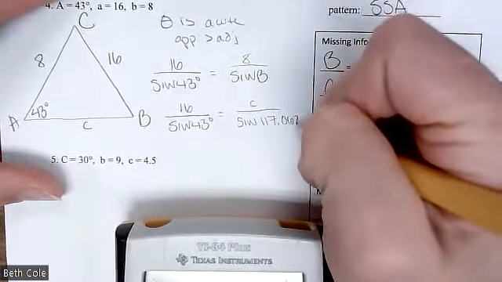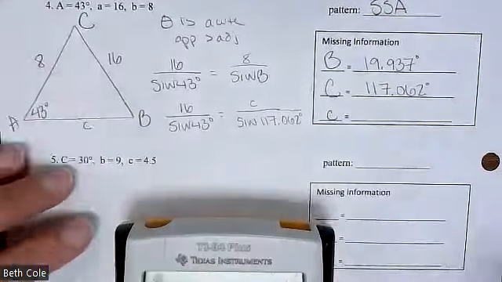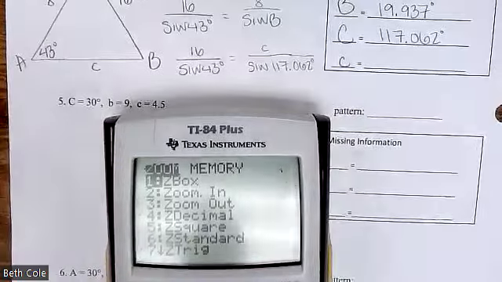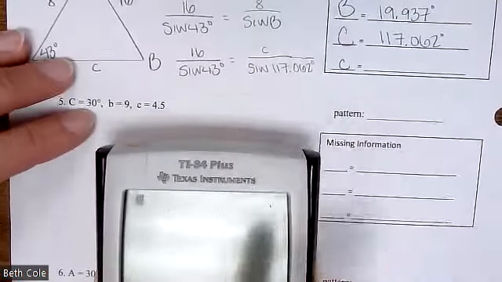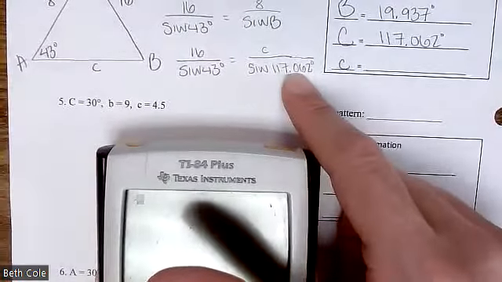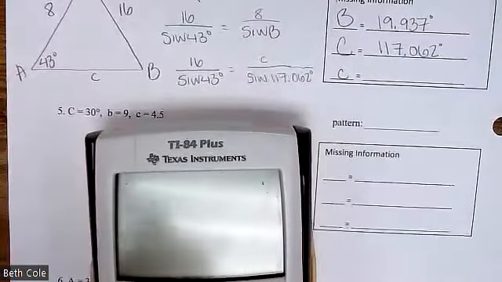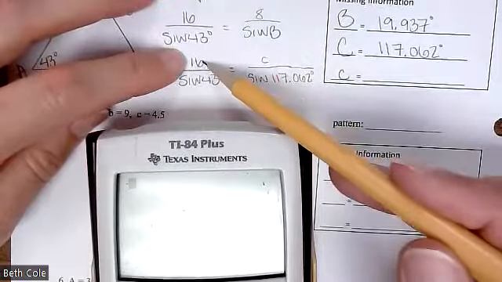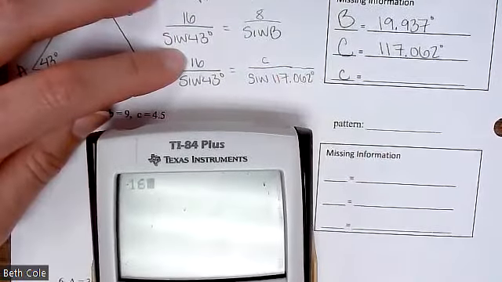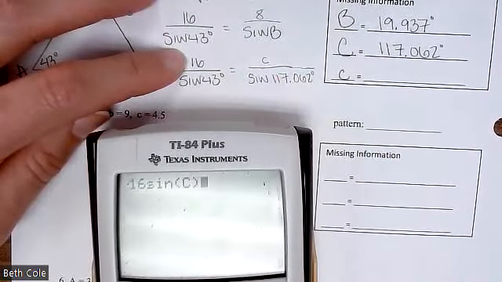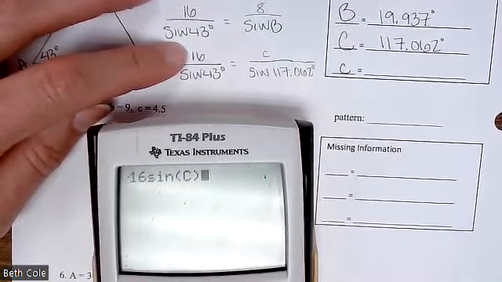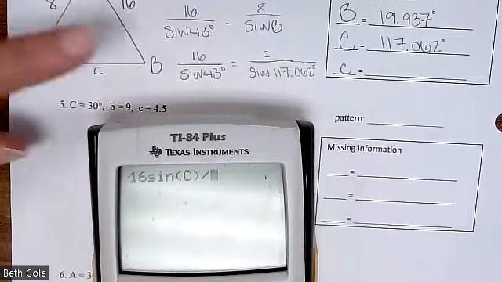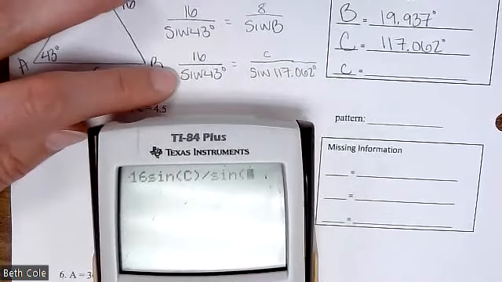Now I'm writing 117.062, but when I type it in here, I'm going to use the stored one, the stored alpha C. Because if you just type this decimal, it's going to be off by a little bit. Do I hit second for this one? No, perfect. You're going to do 16 sine of C. Do the copy paste alpha C. We're cross multiplying, and then divide by sine 43.